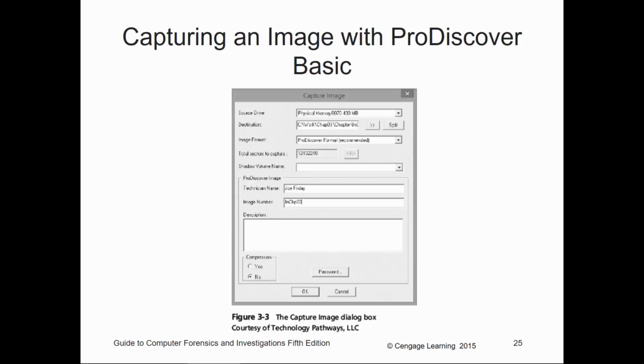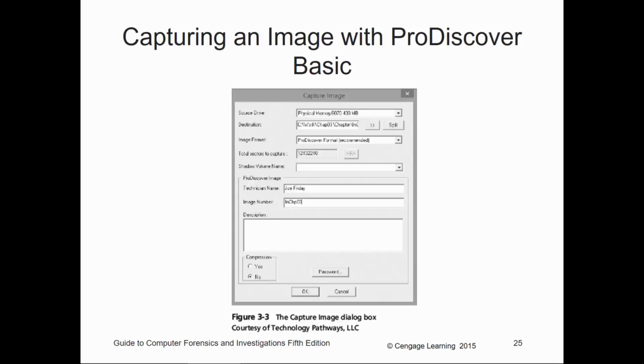We can also choose things like its image format. If we're doing some type of case number or image number, we can document it. And we also have the ability to do a description and a password. Depending on your work environment, password may or may not be necessary, but I've always found that putting in a specific description helps. That way when you come back to this, you don't have to guess. It's there, it's simple, it's easy.